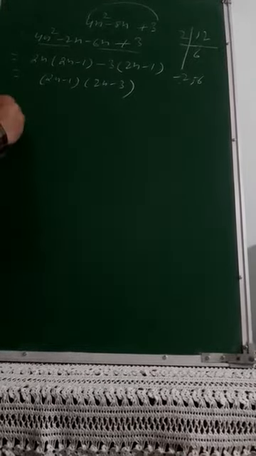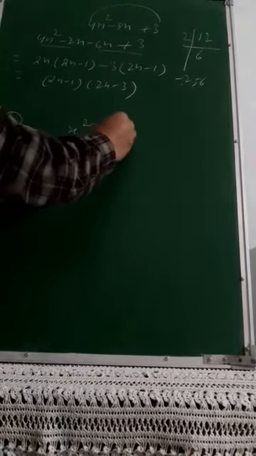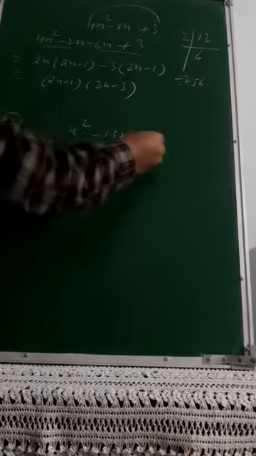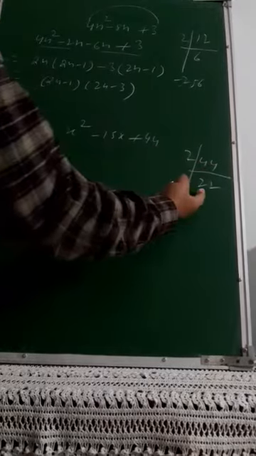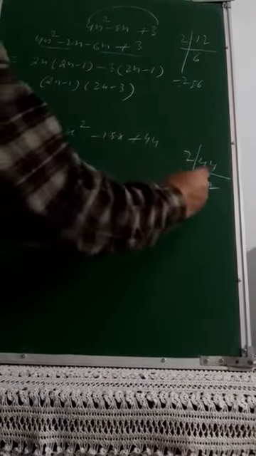Seventh was x square minus 15x plus 44. So now factors of 44. As soon as you start, please keep a watch upon this middle term. Suppose you are starting with 2 and 22, either sum is 24 or difference is 20. I don't need that, so leave it here only.